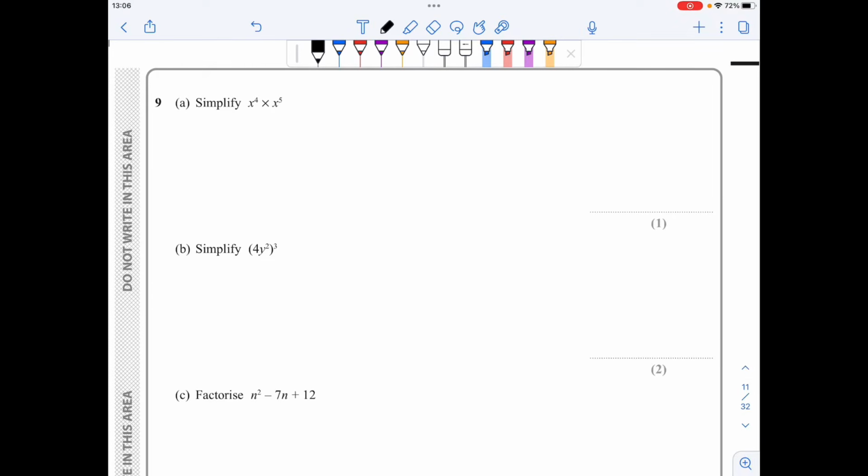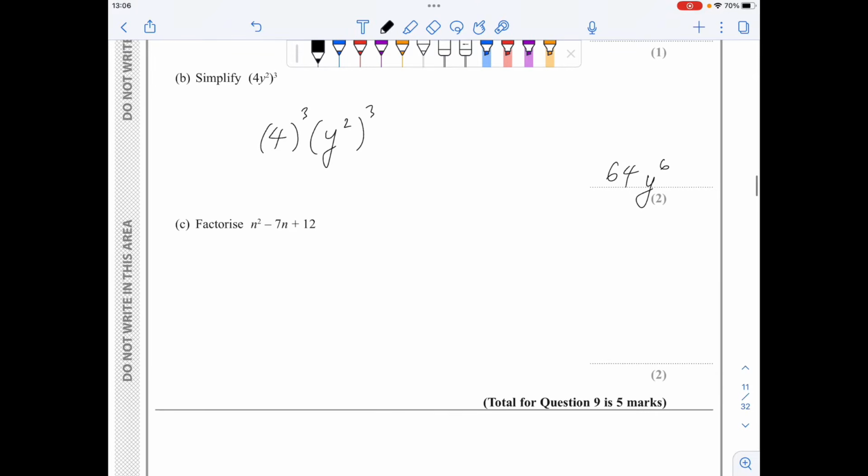In part A of question 9, you will add the powers, and this will give you x to the power of 9. In part B, let's split this. That's 4 to the power of 3 times y squared to the power of 3. The first one, you can put on the calculator, it will give you 64. And for the second one, you multiply the powers, so y to the power of 6. For part C, the two factors you get are n minus 4 and n minus 3.